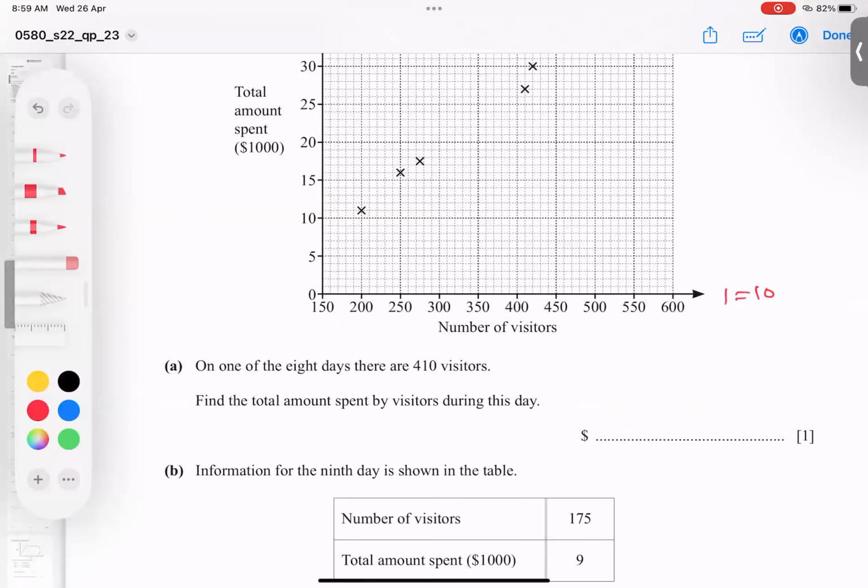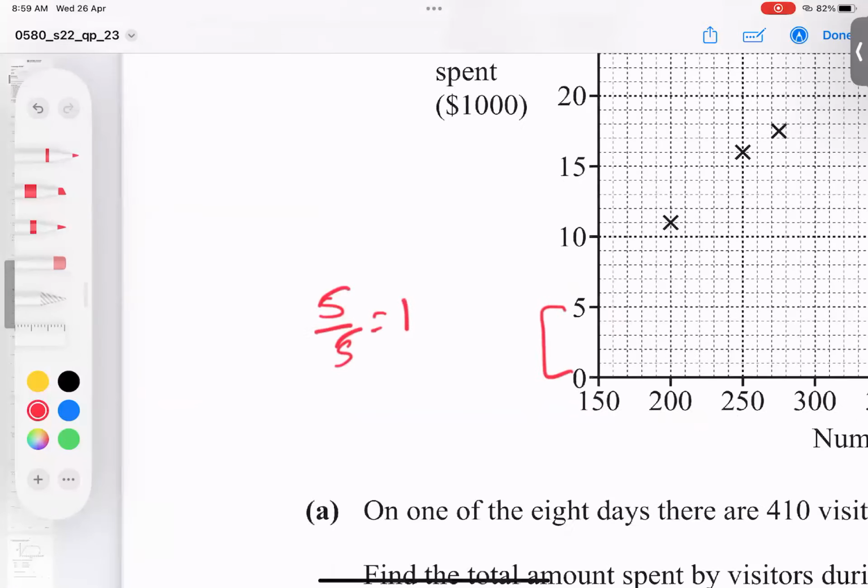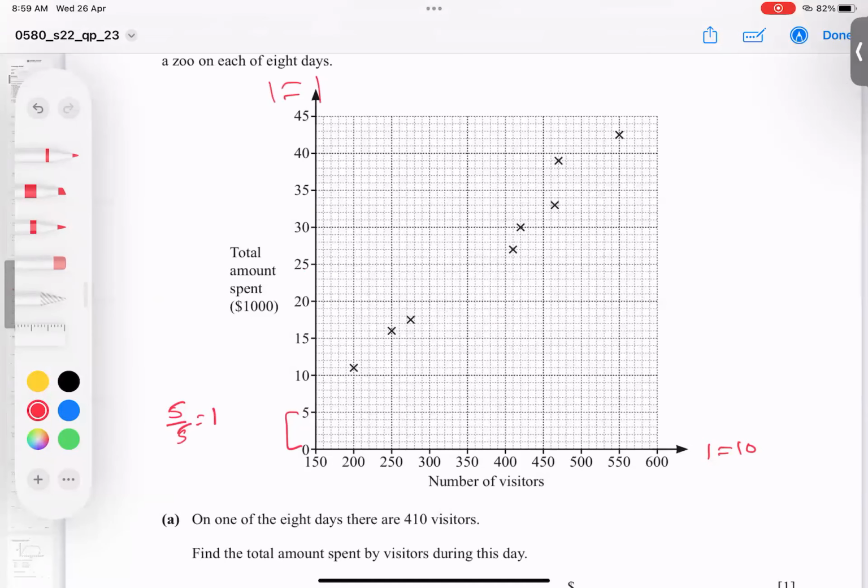Let's talk about the y-axis. When I talk about the y-axis, what is the value? 5 minus 0 is 5. And the number of boxes, how many? 5. And I got what answer? 1. It means one small box along the y-axis is 1. So make sure this point is very, very clear.